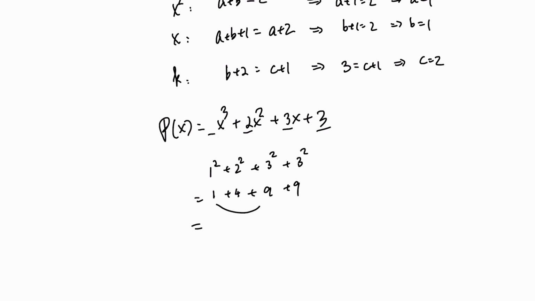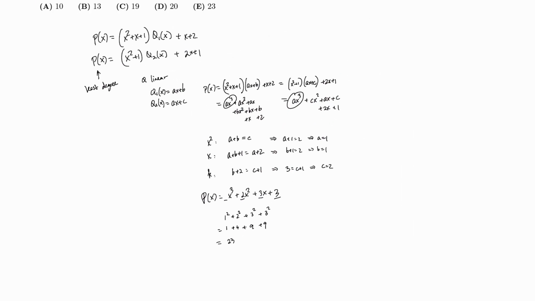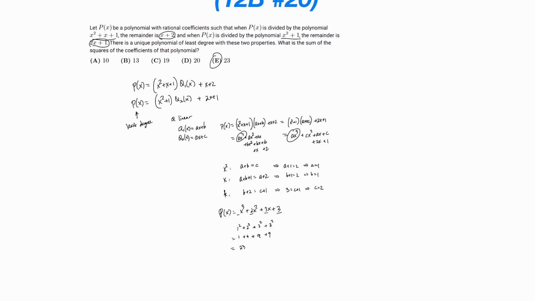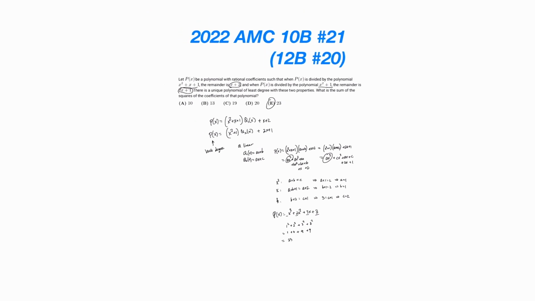If you're at this one, you probably don't want to make an arithmetic mistake, but I can trust you to do that properly. If you do that, you get 23, which is our answer choice E. And that will be the answer to this problem.